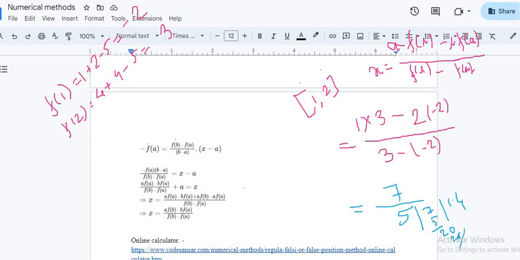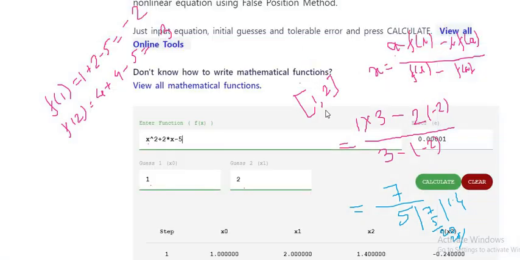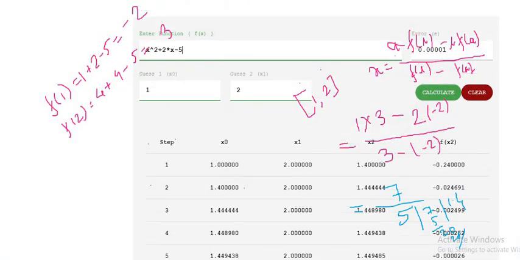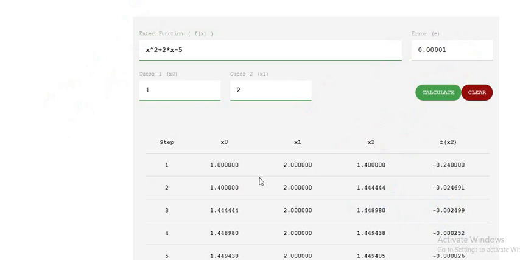Okay, so let me just check what our online calculator is giving. For the first iteration, with a high level of approximation, it is observed that the root value comes around 1.4. So what does our calculator give? The calculated value gives, for the interval 1 and 2, the Regula Falsi root value of 1.4.